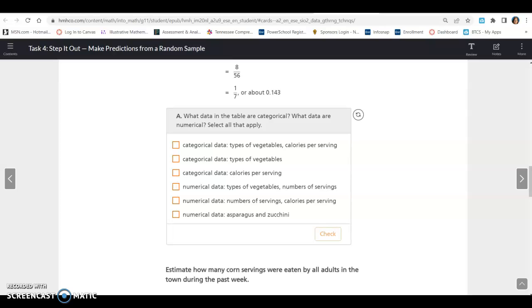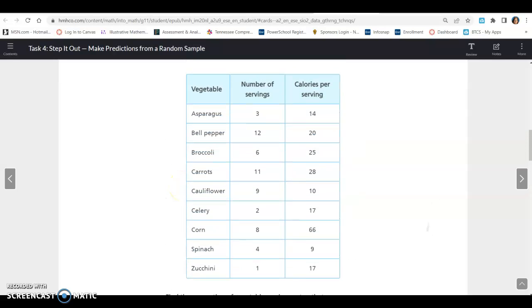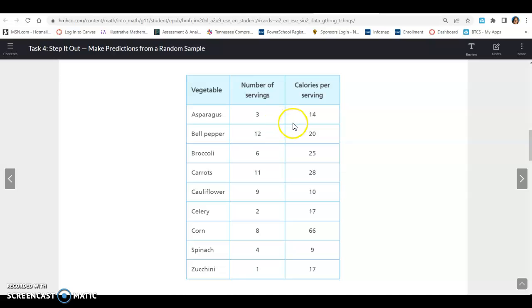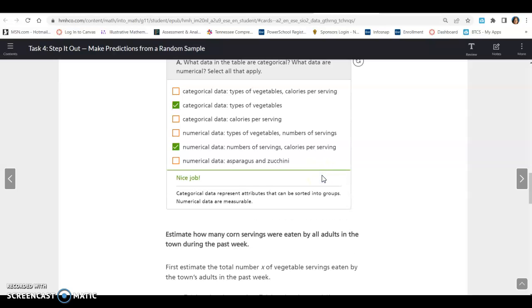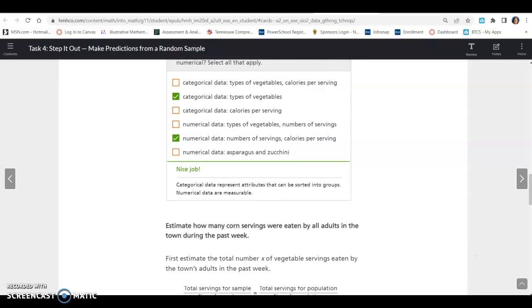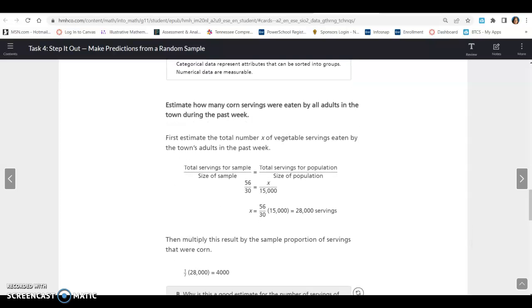All right, so what data in the table are categorical? What data are numerical? Basically, numerical is just numbers. So we can look down through here and we know that both the number of servings and calories are numerical, and the categorical would be the types of vegetables. So that's just identifying which category it falls under.